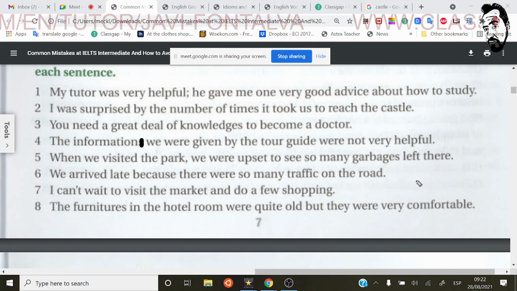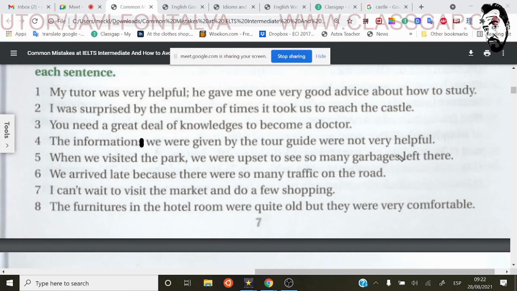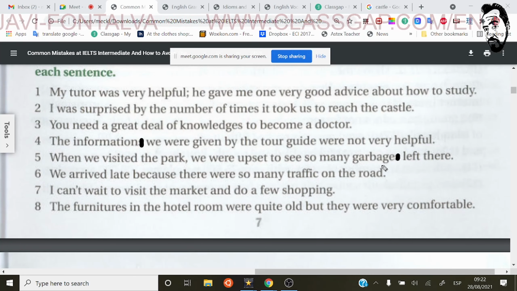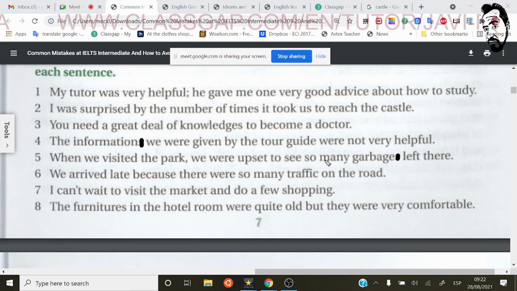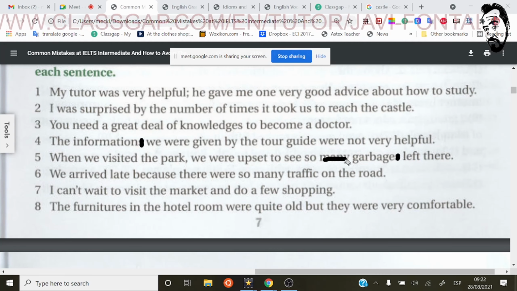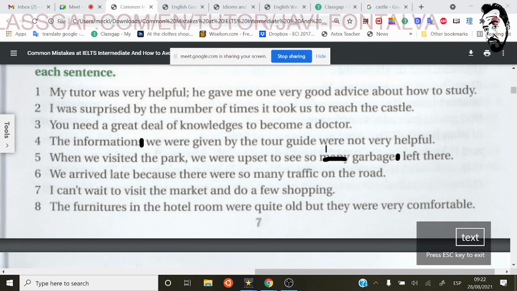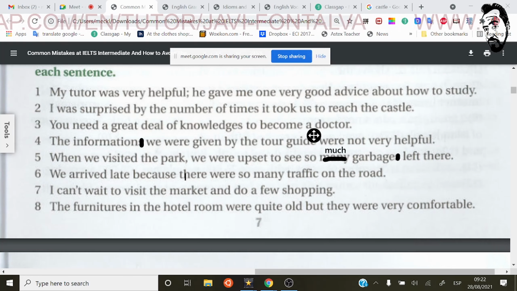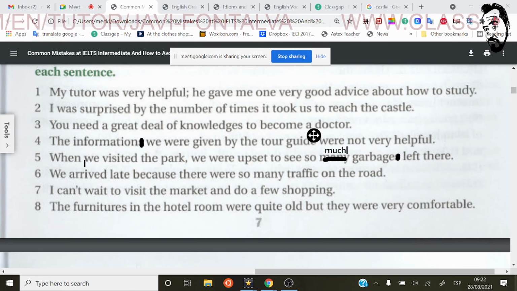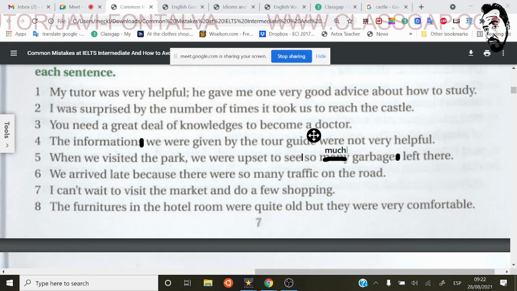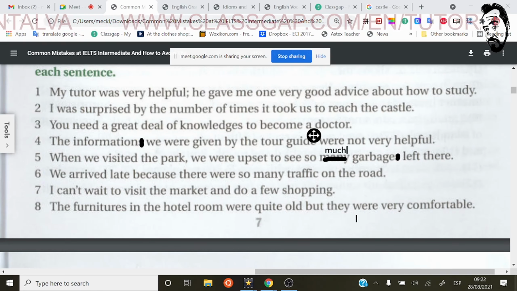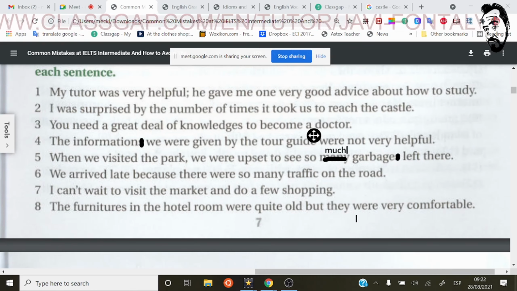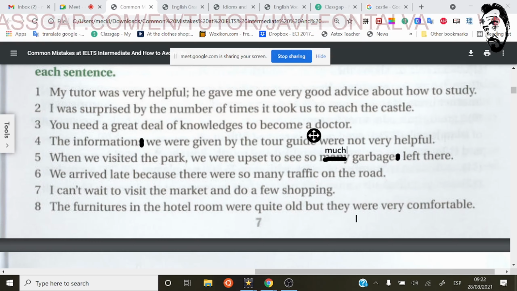When we visited the park, we were upset to see garbages. So what's the problem? This is wrong. Yeah. Is that all? No. It was so much. Exactly. Much. Perfect. We saw much garbage. So when we visited the park, we were upset to see so much garbage left there. Number six. We arrived late because there were an amount of traffic on the road.